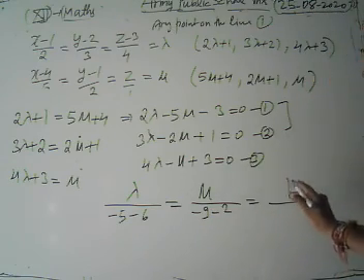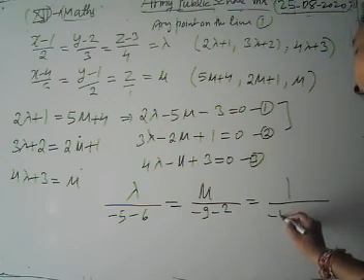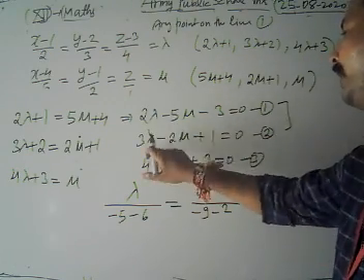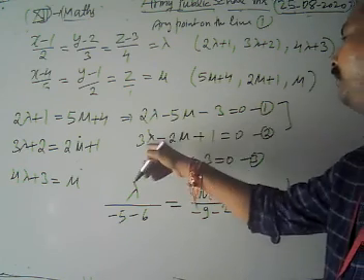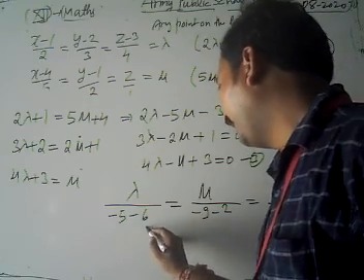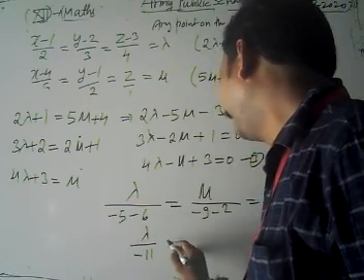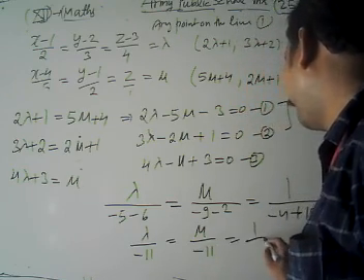First of all we have to take 3 into minus 3, minus 9, then minus 2, then the constant part: 2 into 4, minus 4, 2 into minus 2, minus 4, and plus 5, 3 into 5 is 15, plus 15. Now look at the solution: lambda upon minus 11 equals mu upon minus 11, and here we get 1 upon 11.